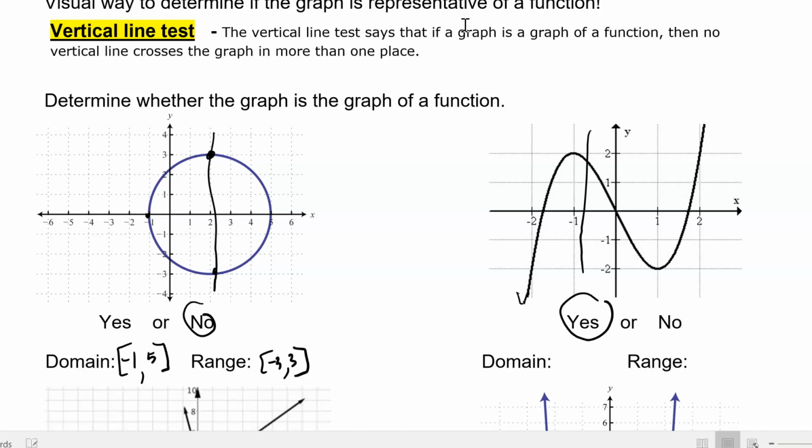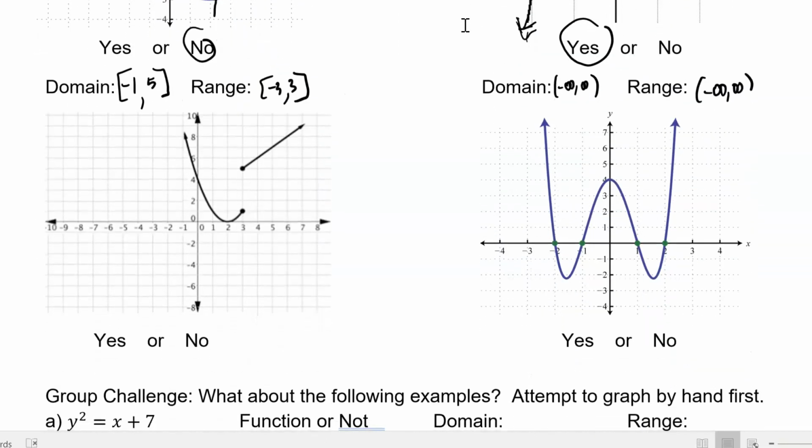Domain, if it's going off the page like this, that means it should have arrows. It's continuing, -infinity to +infinity. Range also going down, and that's going up, so -infinity to +infinity. Moving on, this one is tricky. Notice if I draw a line right here, bam, I hit it once, bam, I hit it twice. Not a function. And notice on this one, I can draw a vertical line anywhere, and it is a function.